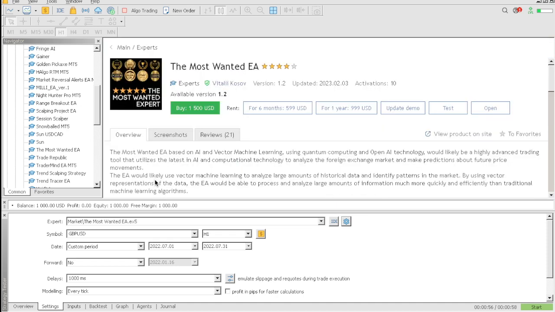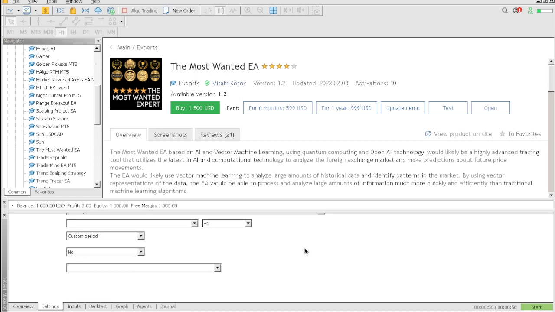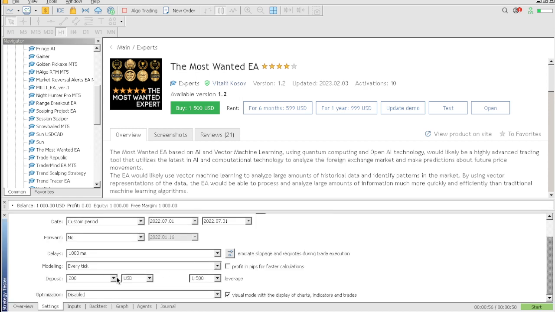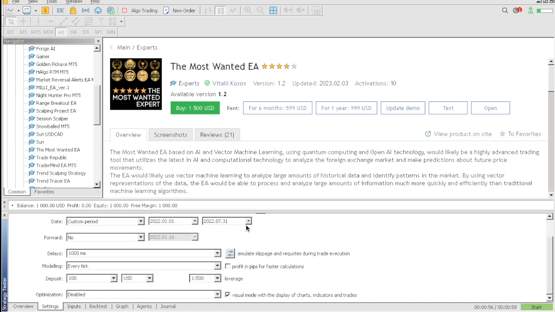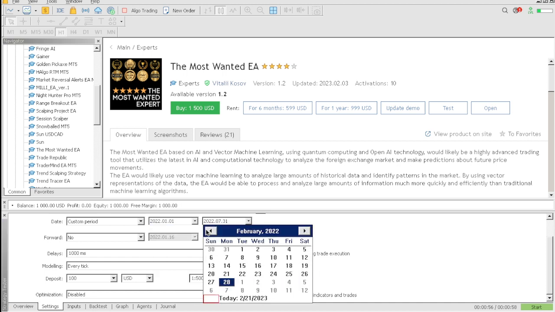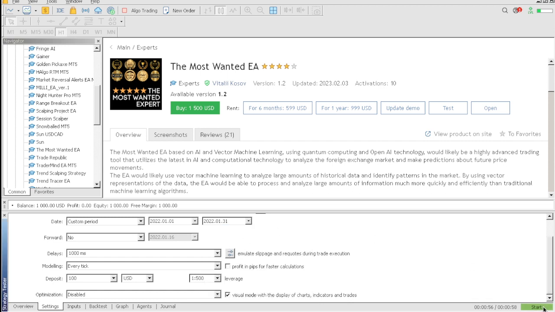The Most Wanted EA. Now we're going to be trading on a $100 account. Let's change this into a $100 account. We're going to be trading GBP USD, starting from January 2022. Let's see what type of results we actually get. We're not going to mess with the settings. We're going to leave the settings as is.